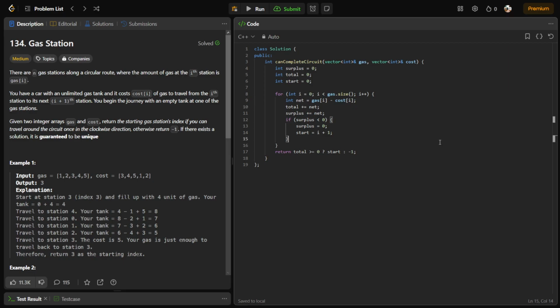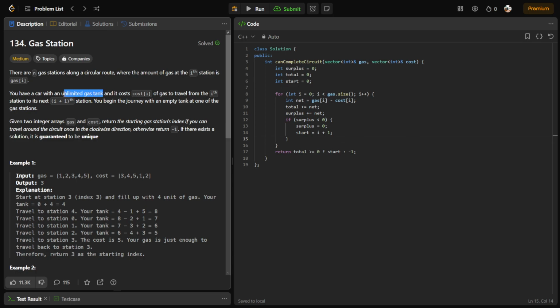LeetCode problem number 134, Gas Station. This problem gives us n gas stations along a circular route, where the amount of gas at each station is given in the gas array. So over here, for example, at this index there will be 1 gas, 2 gas, 3 gas, and so on. We have a car with an unlimited gas tank.